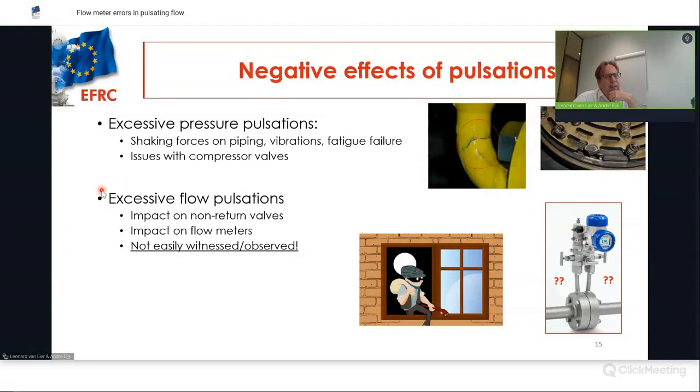For flow pulsations, that's slightly different. For non-return valves, if they start hammering in pulsating flow, that's something you obviously notice. That can be noisy, it can even lead to high vibrations or pulsations, but the impact on flow meters is not easily observed. If you have a high flow pulsation on the flow meter, you don't see a vibration, and even in the reading, it may be wrong, but you do not immediately notice that something is wrong. So that's why I call it a bit a thief in the night. It's a bit tricky, it's difficult to identify in the field if something is wrong. And the error can be small but systematic, and how to detect that? So that's why we create awareness for this effect, because it should be studied during the design.